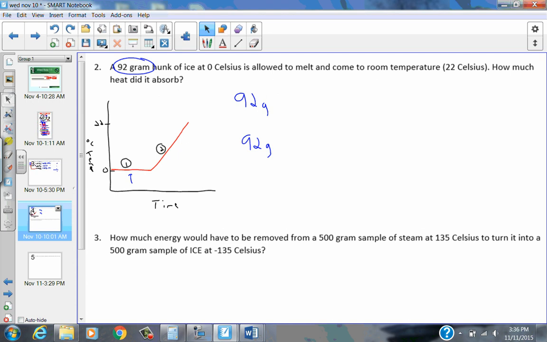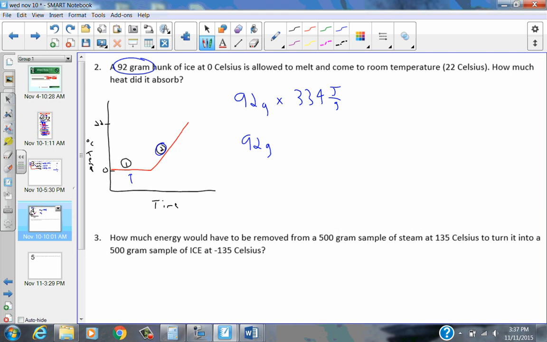So 92 grams. At number 1, it's at 0 degrees Celsius. The 0 degrees portion is called fusion. Now really it's melting, but the amount of heat that needs to be added is called the heat of fusion. For the substance called water, H2O, which is ice, that number is 334 joules per gram. It takes 334 joules to melt 1 gram of ice. How much would it take to do 92? Well, we just multiply them.